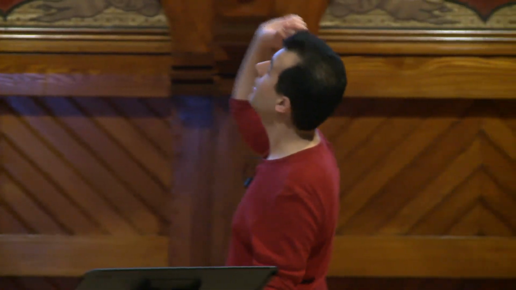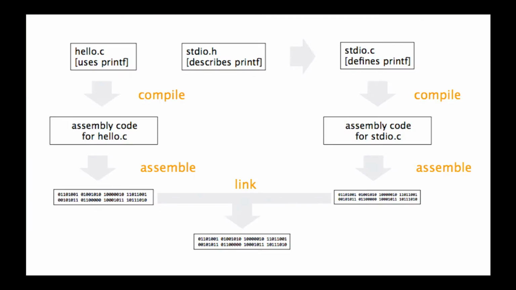But lastly, I have to take my zeros and ones and that person's zeros and ones and somehow link them together. Literally combine those zeros and ones into a single file called a.out or hello1 or whatever I called my program so that the end result has all of the ones and zeros that should compose my program.